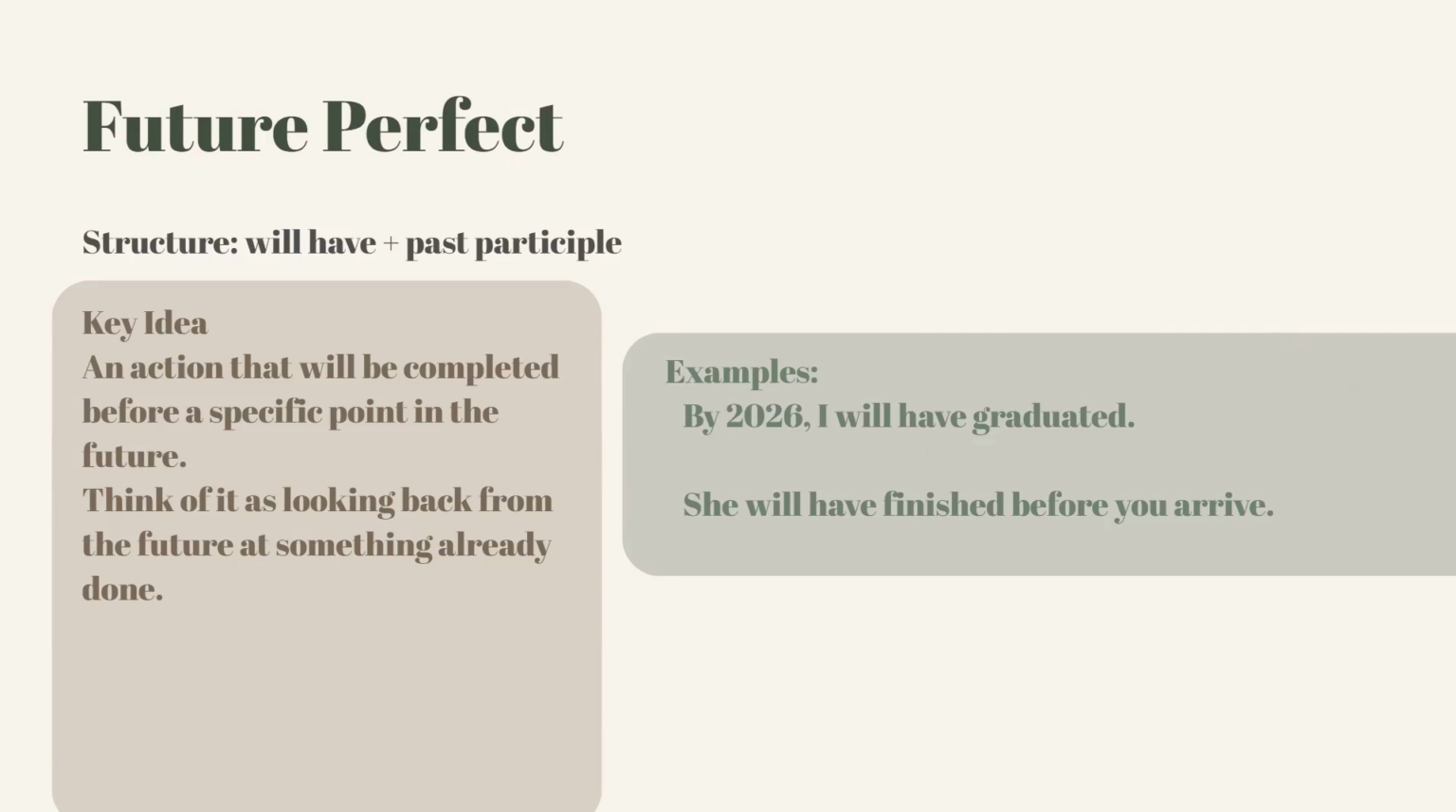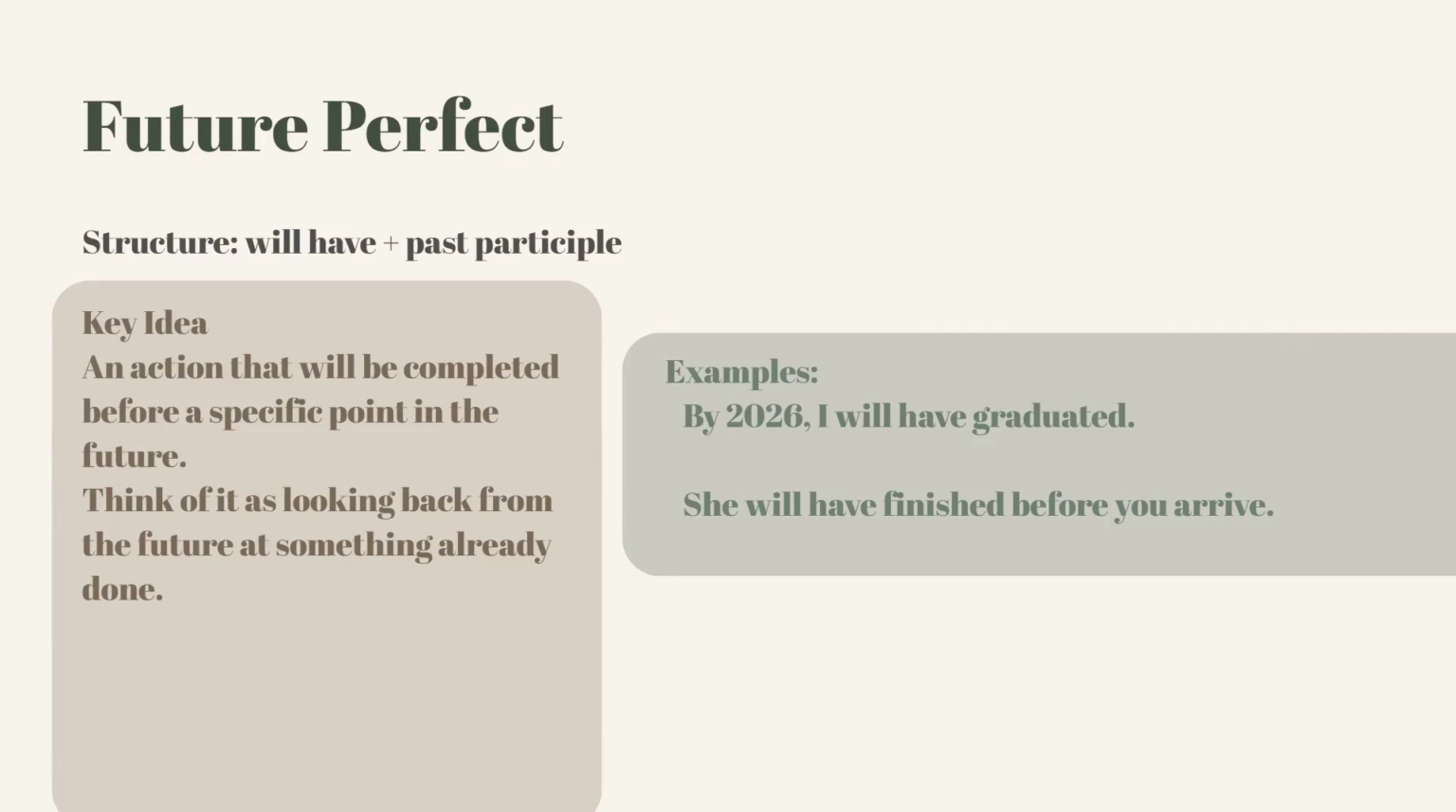So the future perfect structure is like this. It's subject plus will have plus past participle. Of course I didn't write the subject here, but it's fine. Even if you just know a few words in English, you'll be fine. The main thing that you have to know is will have plus past participle. So I have some examples.